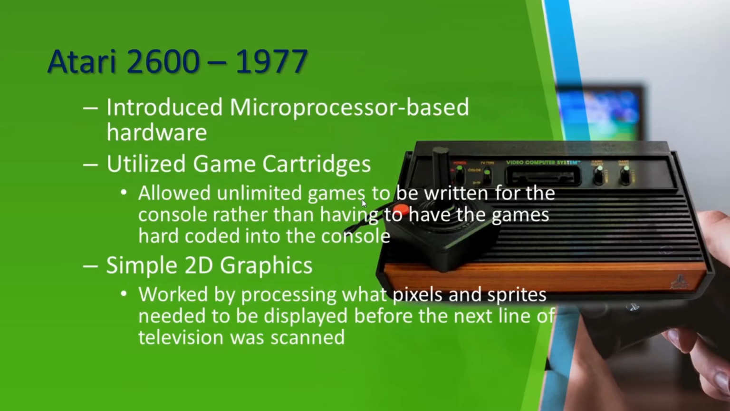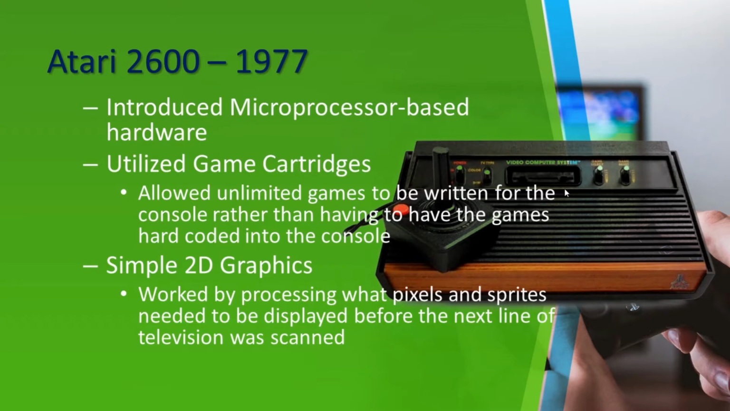First, we have the Atari 2600 that was produced in 1977. It introduced microprocessor-based hardware and utilized game cartridges, which allowed unlimited games to be written for the console rather than having games hard-coded into the console. So what are cartridges? Cartridges are basically hardware where we store your games and that can be plugged onto your gaming consoles. Later versions of consoles will have CDs or DVDs as equivalent to the previous cartridges used in consoles.